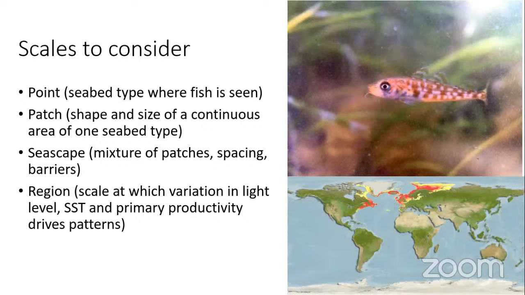Well, what patches? How big are the patches of the habitats that we're interested in, or the seabed types rather, that we're interested in? And do they form a network of patches with other sorts of patches in between? What are those mixtures? What are the boundaries? That sort of thing. Are there barriers across it? And we tend to know quite a lot about the point stuff and the region stuff, and much, much less about the patch and seascape stuff in between.